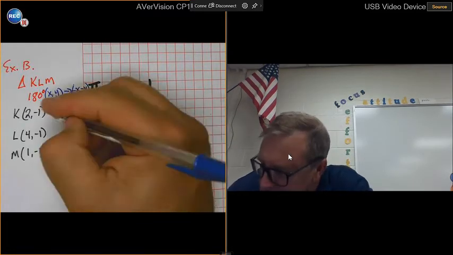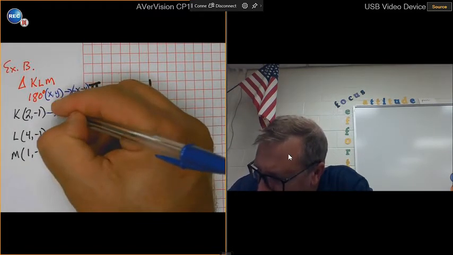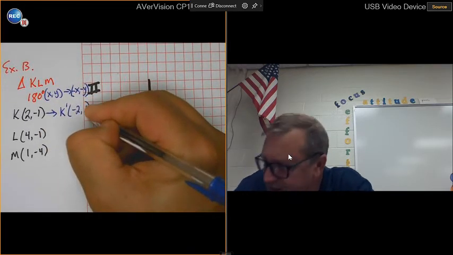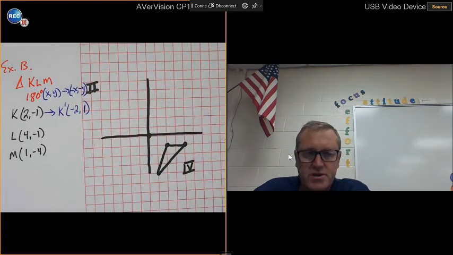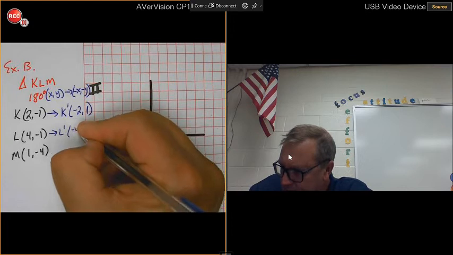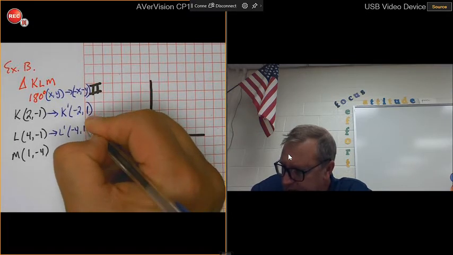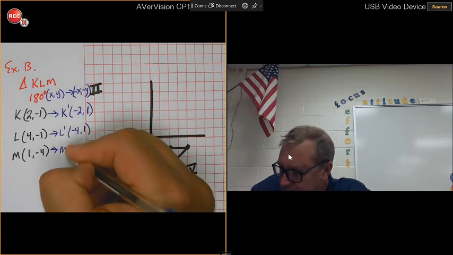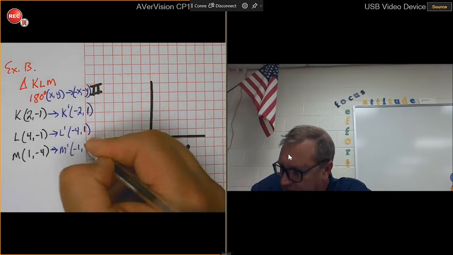Apply those rules. So I'm going to go K prime is -2, +1. We're just taking the opposite of each. L prime is -4, +1. And M prime is -1, +4.